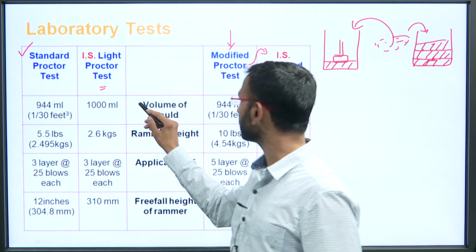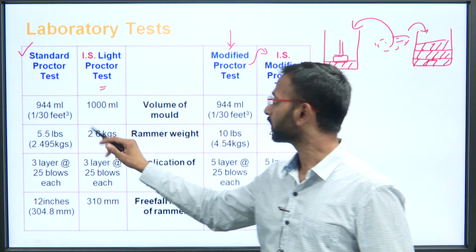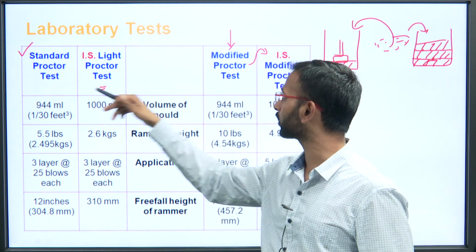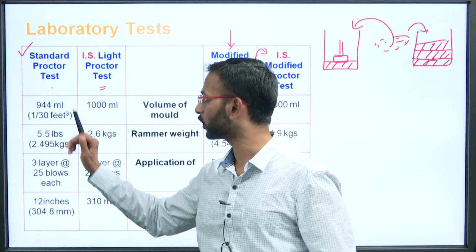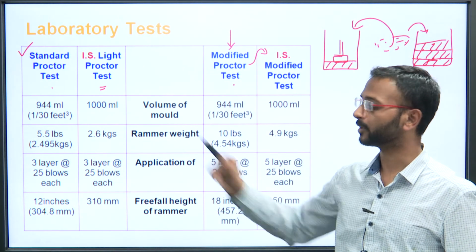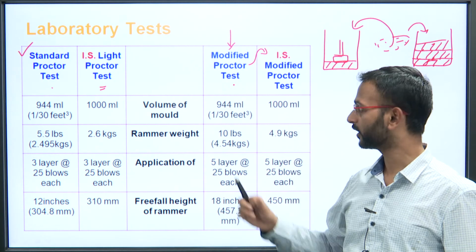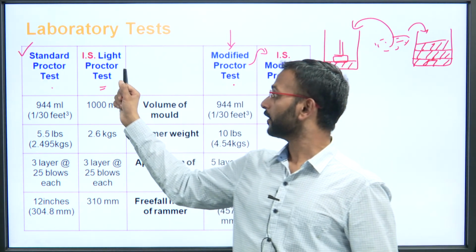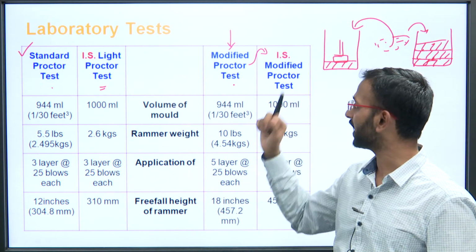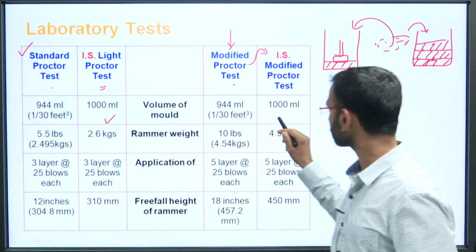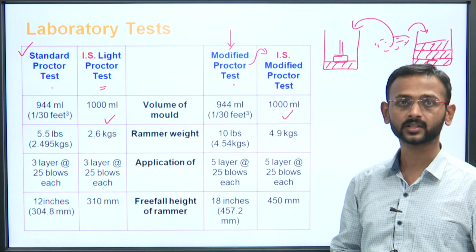So, understand here one thing, what is the volume of mold? The volume of mold taken in the standard Proctor test and the modified Proctor test is the same, that is 944 ml, and that can be given as 1/30 feet cube. When you talk about the IS light Proctor test, the volume of mold used for Indian standard is 1000 ml. See here, for both the tests it is 1000 ml.